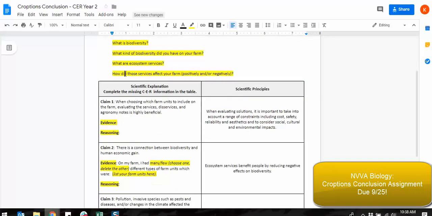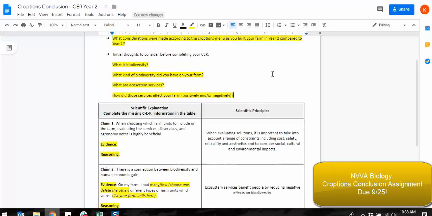This question right here, how did the services affect your farm positively and or negatively? You're going to go through and actually say, hey, by having bees, I was able to make more money. I got $400 extra by having my bees next to my blueberries. Okay. If you had your bees, but you didn't have them next to your flowering crops that you needed to, that might not have given you that extra benefits. That's something that you could write down as well. Okay? So again, easy questions.